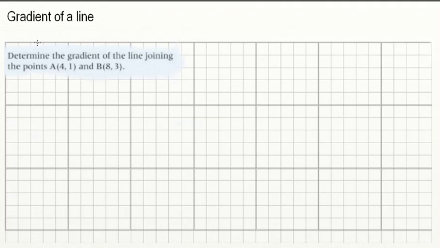So let's take a look at this example here. Determine the gradient of the line joining the points A(4,1) and B(8,3). So first, let's just assume that this is our origin, so this is 0, 0. So our frame of reference would be here. Now let's position those points in our coordinate system. So where would point A be? Well, x coordinate is 4. So let's assume that each of those squares is 1 unit. So here would be 4, and the height is 1. So this is where point A would be.